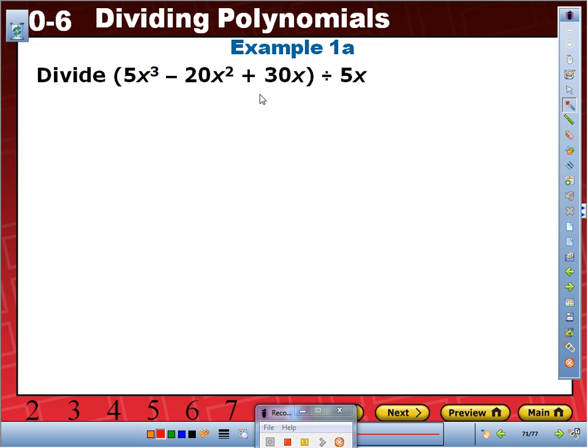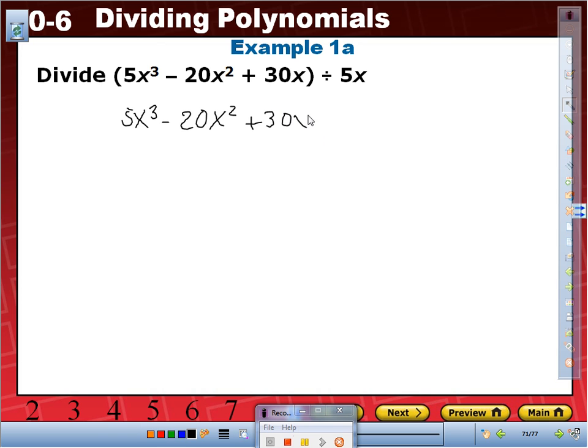However, what does the fourth step say? If dividing by a monomial, write it as a fraction, divide each term, and simplify. Are we dividing by a monomial? Yeah, so check this out. This is what I'm going to do. I'm going to rewrite this. I'm going to write 5x cubed minus 20x squared plus 30x over 5x.